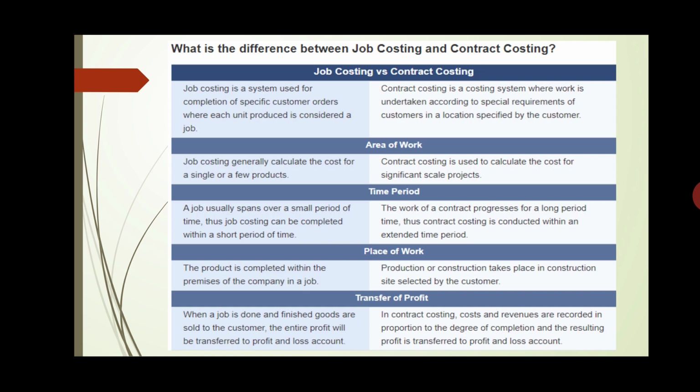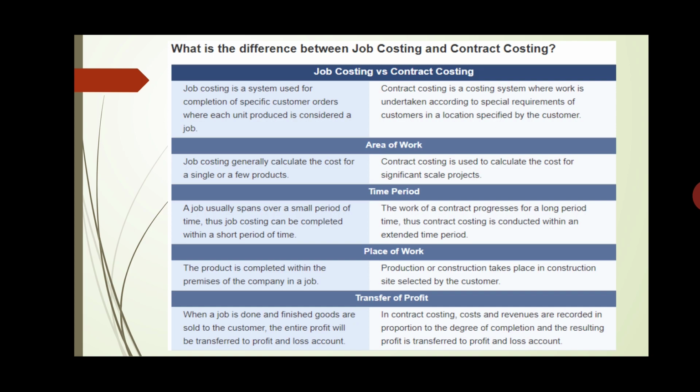So the major difference between job costing and contract costing is the area of work. Job costing is applicable where the job has to be carried out in the factory premises, whereas the contract work is done at the site. So if the contract work is done at the site, then contract costing is applicable.